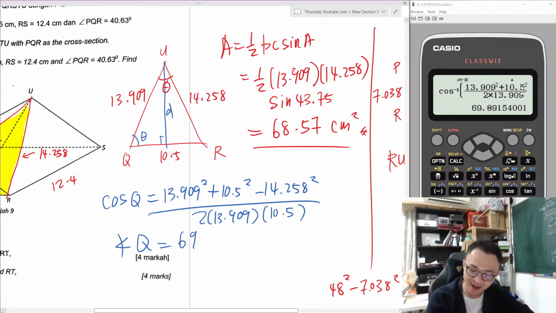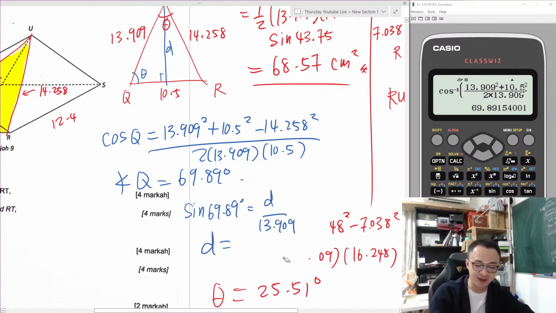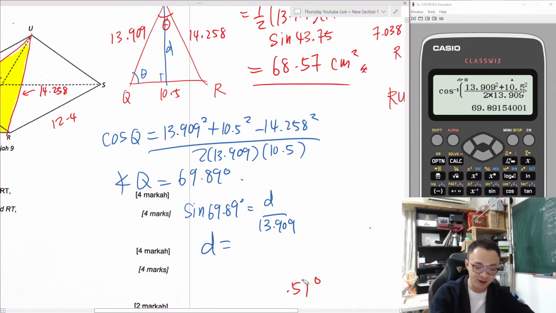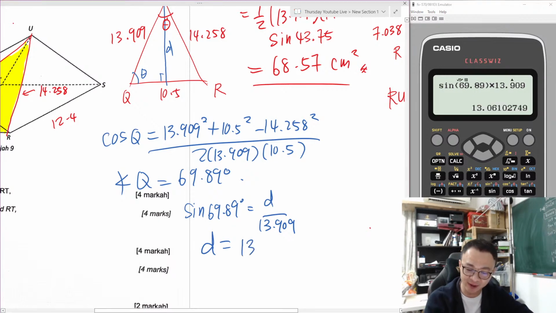Okay, this is 69.89 degrees. Then I can find the distance by using SOHCAHTOA. I use sine: sine 69.89 equals opposite, which is D, over hypotenuse, 13.909. Then D is the shorter distance, isn't it? So the shorter distance will be sine 69.89 multiplied by 13.909. So it should be 13.06 centimeters.